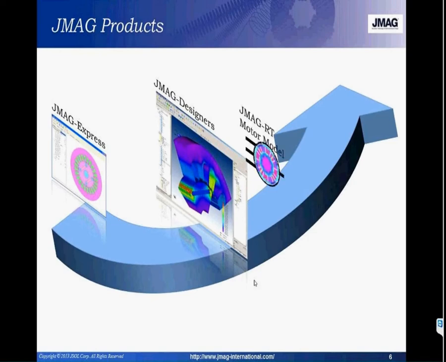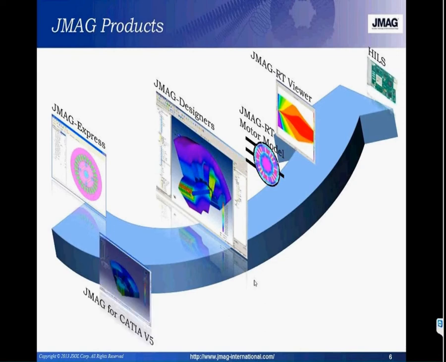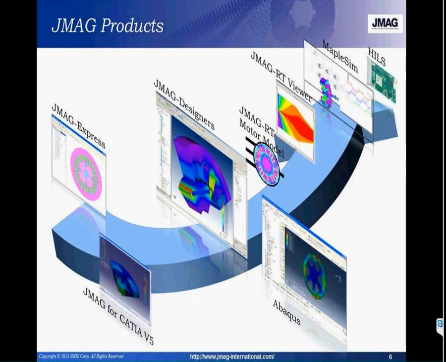JMAG Designer can also link to other packages through our JMAG RT motor model block, so that's what we're going to get into today. First of all, we can go to JMAG RT Viewer to visualize some of the machine performance parameters. But we can also link to hardware-in-the-loop simulation programs, and software-in-the-loop simulation programs such as MapleSim. JMAG Designer can also link to programs like CATIA or Abaqus to do structural, thermal, computational fluid dynamics, basically multi-domain simulations. But again, the thrust of today's presentation is how we can use that JMAG RT motor model block to link into software-in-the-loop simulations through MapleSim.